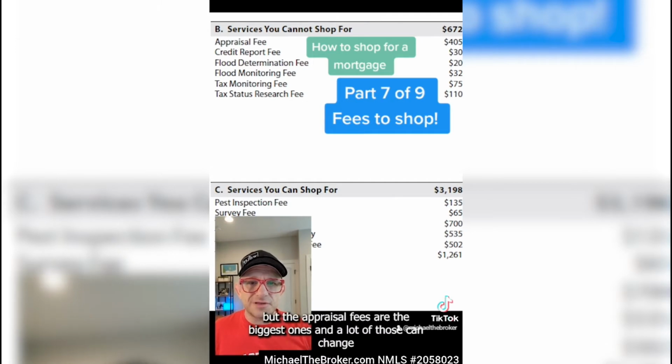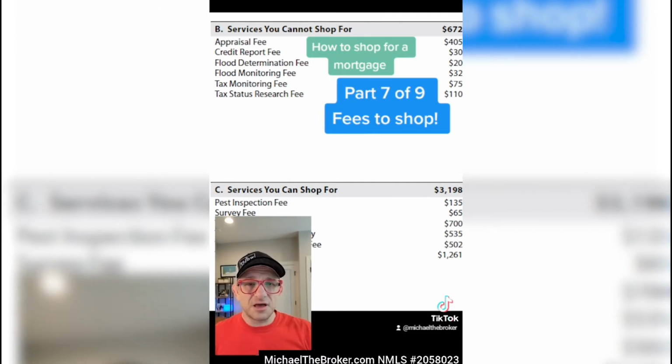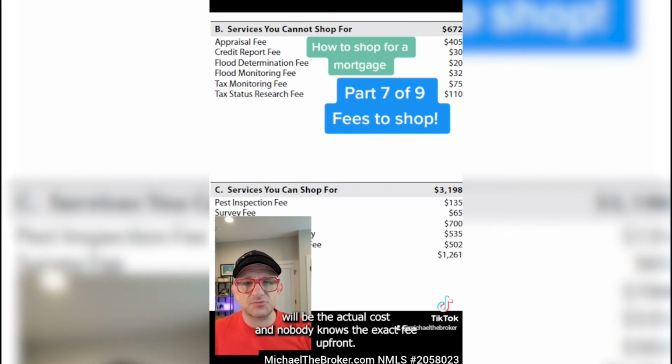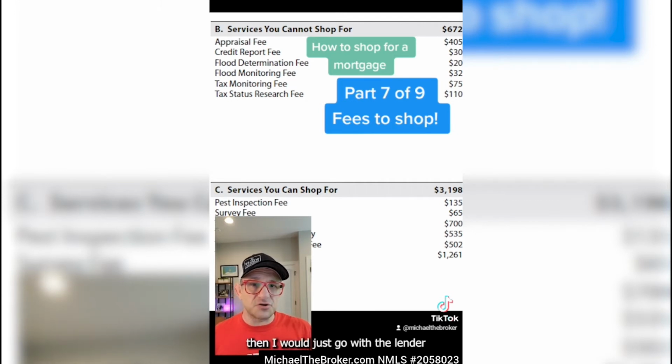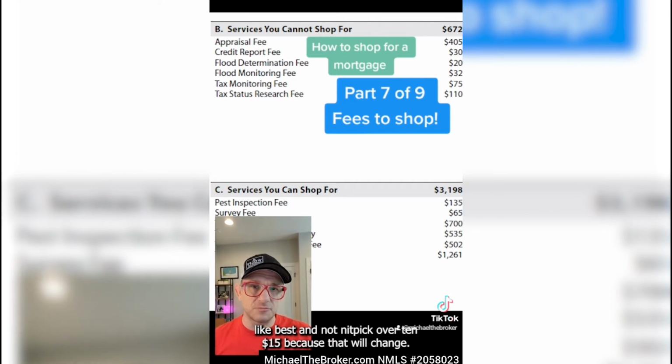kind of shop for them, but the appraisal fees are the biggest ones, and a lot of those can change when the order is placed based on the location, the property type, and things like that. So many lenders will overpad this, but the actual cost will be the actual cost, and nobody knows the exact fee up front. So it's very hard to pick a lender based on this. And if this was your only factor that's a difference between the lenders, then I would just go with the lender you like best and not nitpick over $10, $15, because that will change.